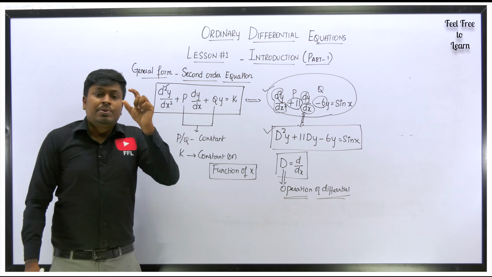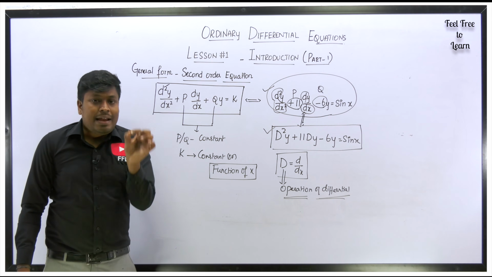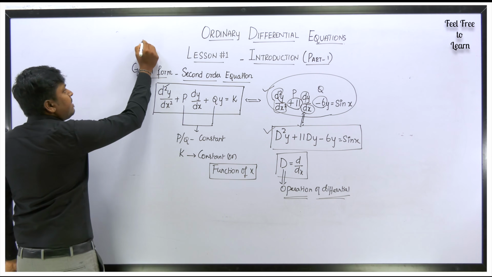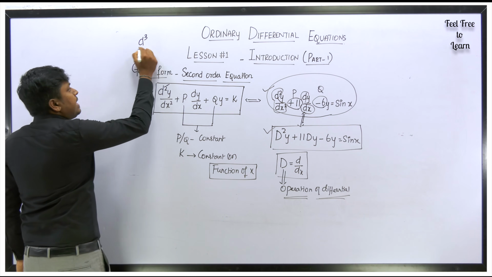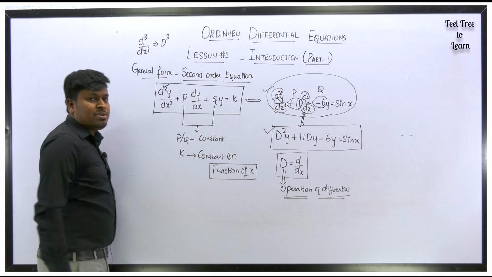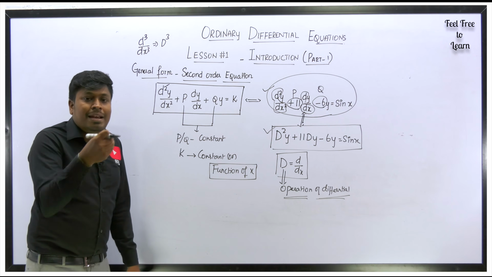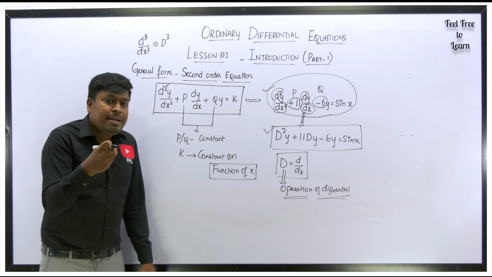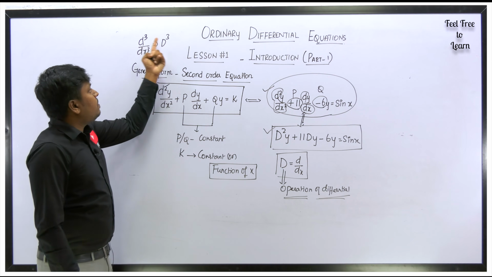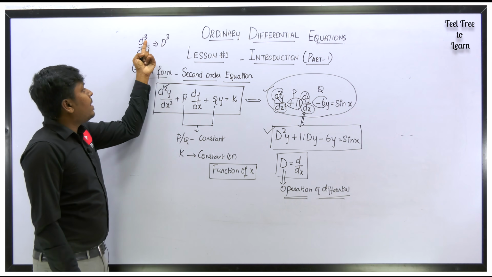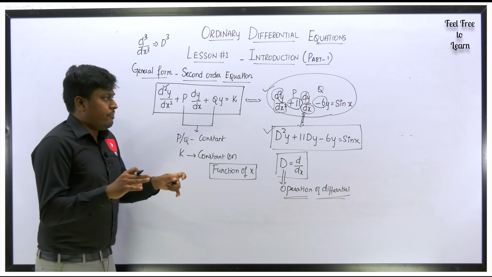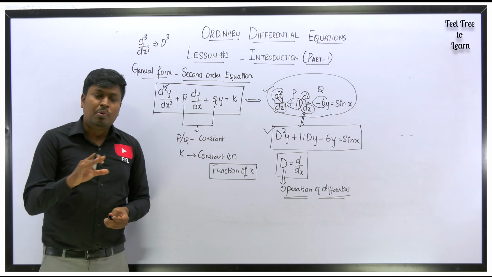How is it the same? Instead of d by dx, they are writing the complete expression as capital D. For example, in case it is d cube by dx cube, they will denote this as capital D cube. If it is d square by dx square, they will denote the complete expression by capital D square. Understood? Here it is d cube, then capital D cube. Here it is square, then D square. Got it? So friends, that's it. I think this is enough for this introduction part 1. This is more than enough.